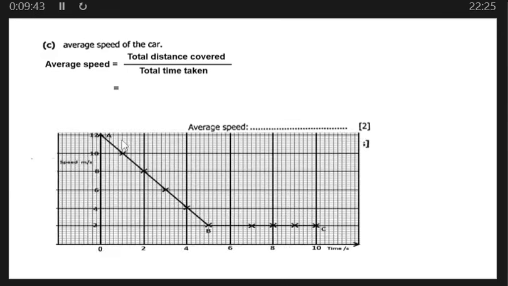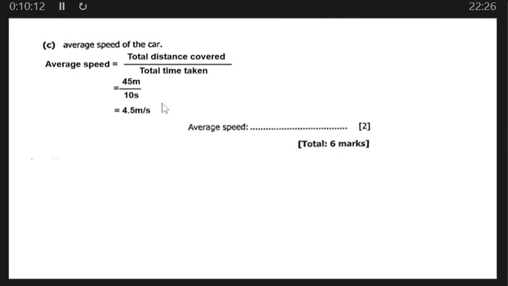So you should understand that the total distance covered here should have been the distance that the car covered during the 10 seconds of its journey. And we already calculated in question B the distance that the car moved, which was 45. Then here we are going just to get the total time the car spent in the journey, which is 10. So same, 45 divided by 10 seconds. When we divide, we'll get 4.5 meters per second as the speed.